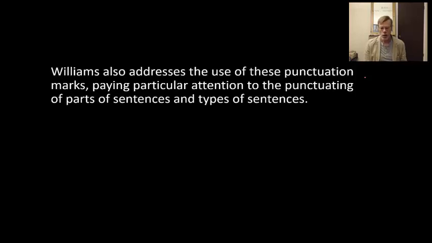Our next sentence: "Williams also addresses the use of these punctuation marks, paying particular attention to the punctuating of parts of sentences and types of sentences." All right, we've got a good character at the beginning of this, Williams. But we don't continue with that. So we do have some lower element areas where we can work on it. And in particular, I want to look at "use" and "attention." There are other nominalizations in here, arguably "punctuation" and "punctuating," but these are the two I want to focus on.